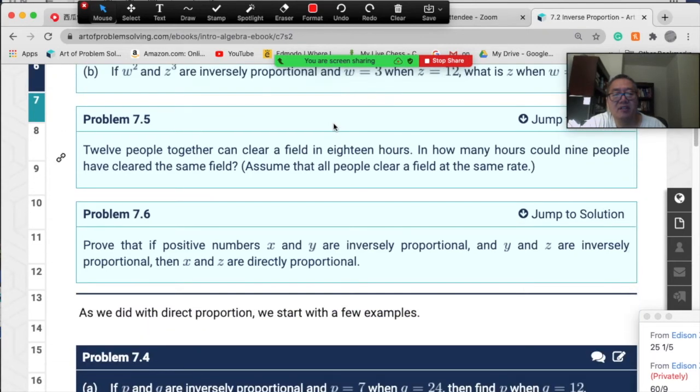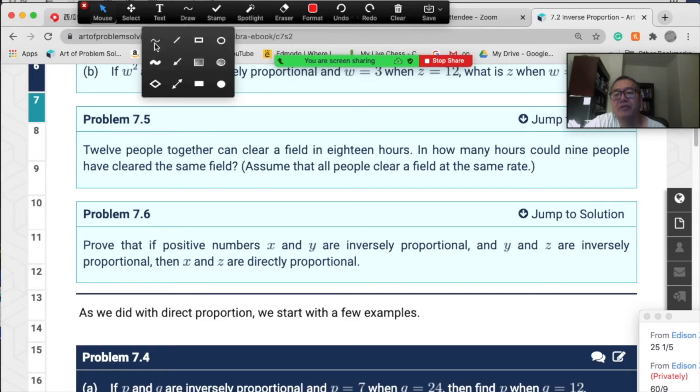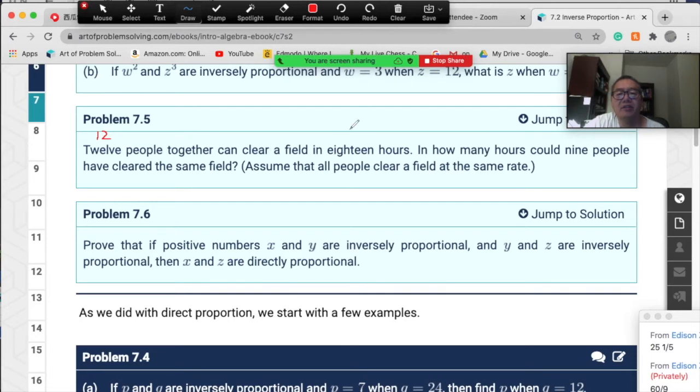Now let's see 7.5. Say this problem is: 12 people together can clear a field in 18 hours. In how many hours could 9 people have cleared the same field? Assume that all people clear a field at the same rate. Okay, 12 people together can clear a field in 18 hours. Then in how many hours can 9 people have cleared the same field?